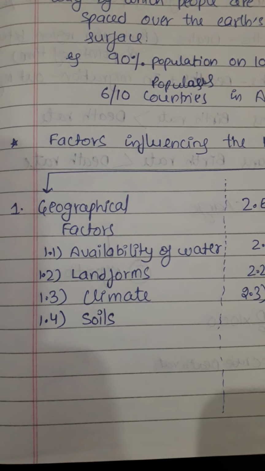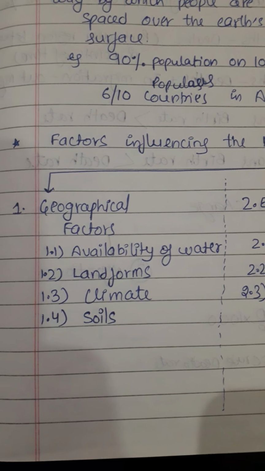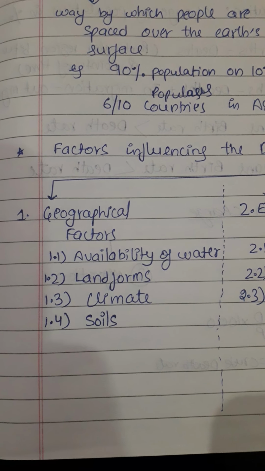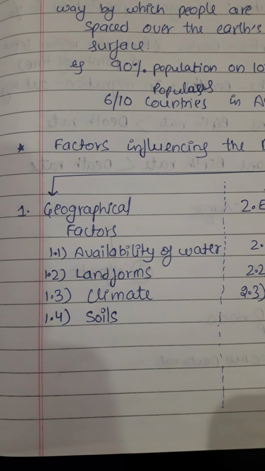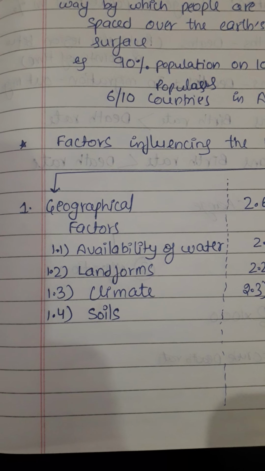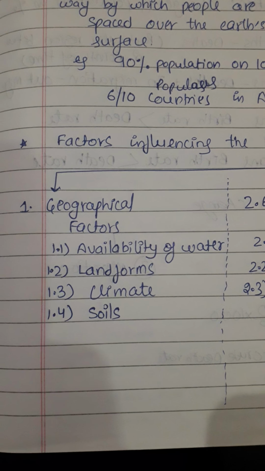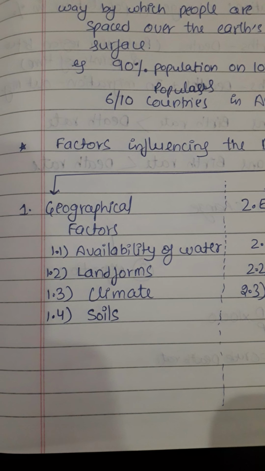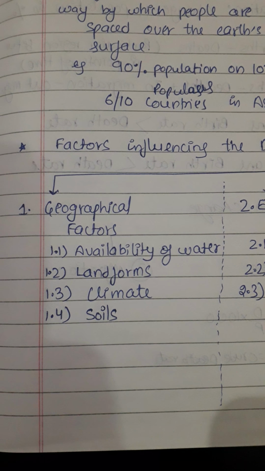So you will find all the river areas highly and intensively populated, for example the northern plains. It is a highly populated area as it is drained by the Ganga and its tributaries. On the other hand, if you're talking about the Thar desert in India, you will find very few people living in that area due to the less availability of water. So this is the first point: geographical factors, availability of water.